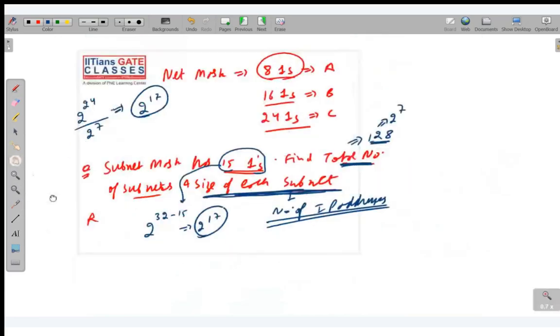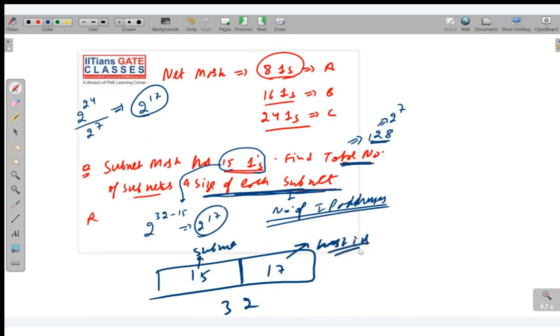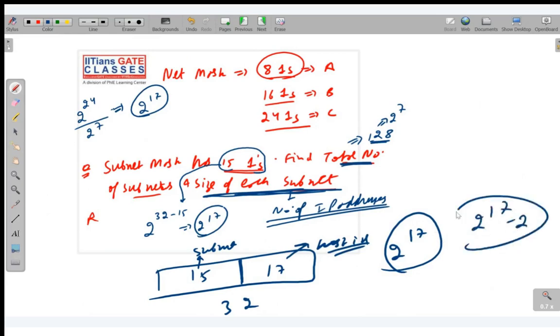So we can think like this: the total IP address is 32 bits. The first 15 bits you have reserved for net ID, or you can say subnet ID. So how many bits are left out? 17 bits are left out. So the 17 bits will be for host ID. So how many IP addresses? 2 power 17. How many hosts? 2 power 17 minus 2 in each organization.